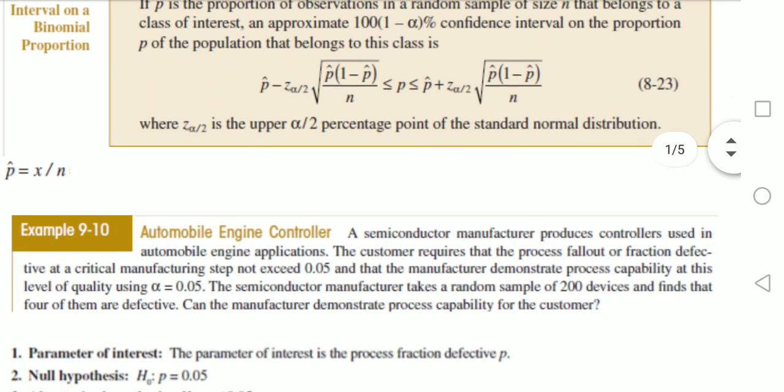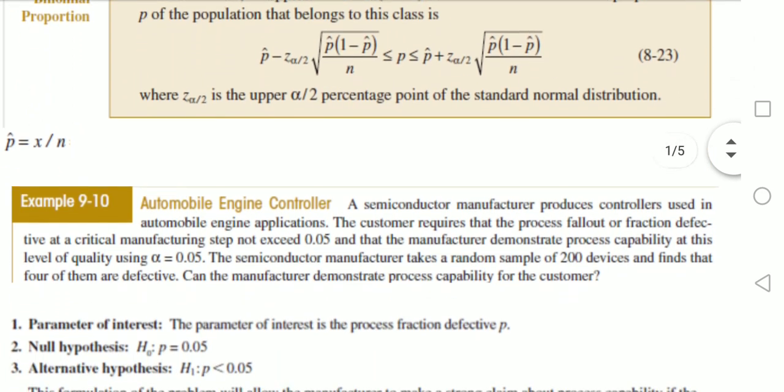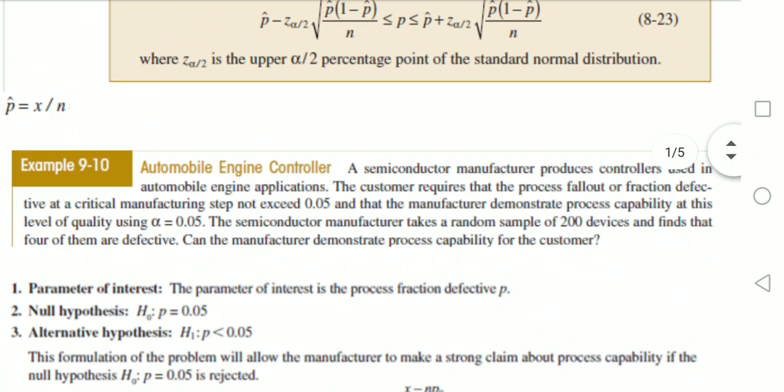Okay, now we see one example about an automobile engine controller. In this example, the customer requires the process fraction defective at a critical manufacturing step not exceed 0.05, and that the manufacturer demonstrate process capability at this level of quality using alpha is 0.05. The semiconductor manufacturer takes a random sample of 200 devices and finds that 4 of them are defective. Can the manufacturer demonstrate process capability for the customer?